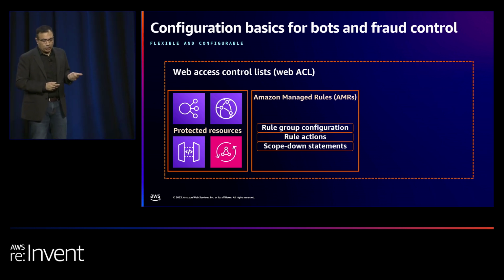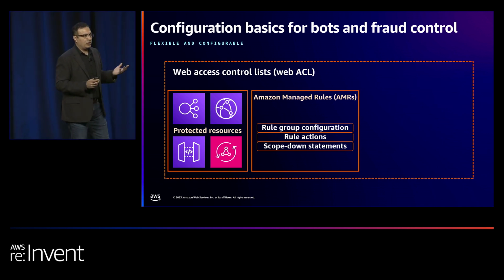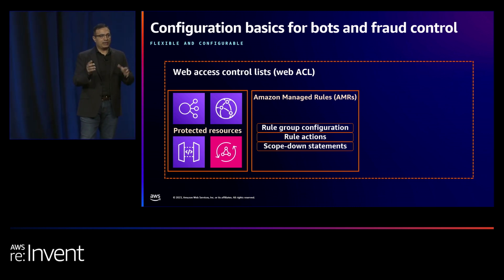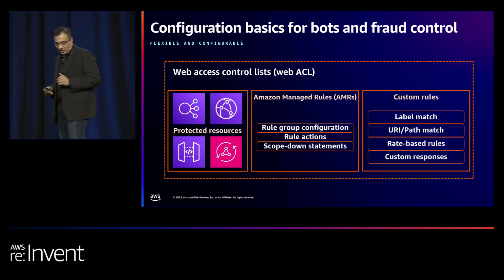Lastly, you can also add scope down statements. Let's say you want to have bots and fraud services look at only a subset of your URIs. So you can create scope downs to just enable that AMR to look at only those specific requests.